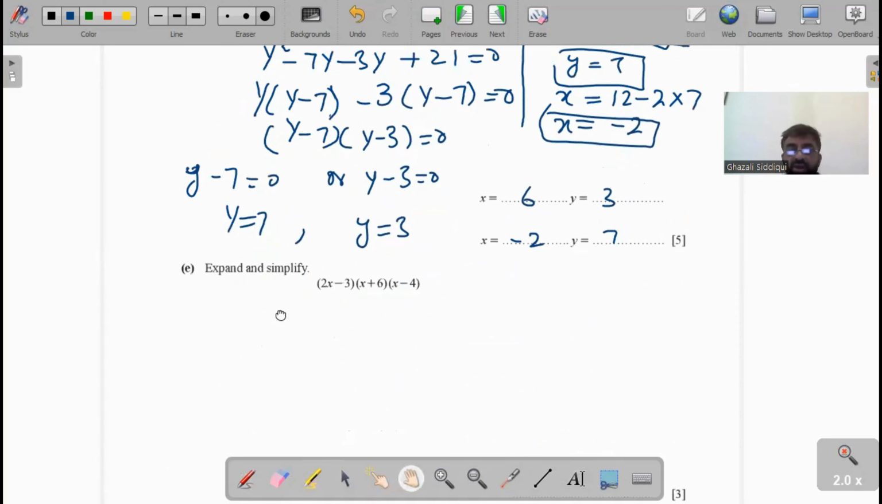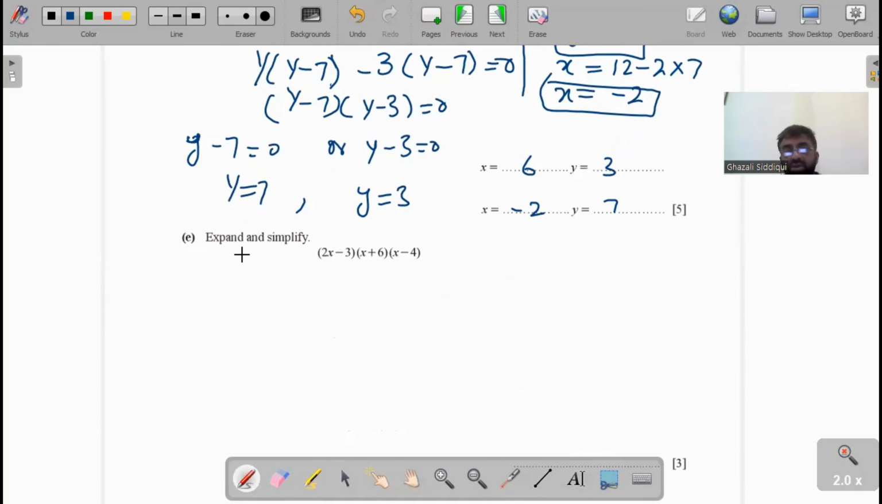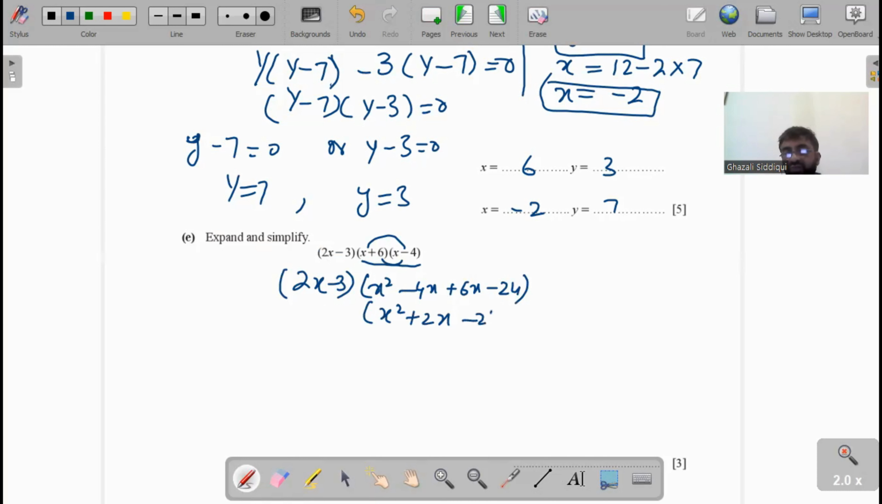Okay. Now the E part: expand and simplify (2x minus 3)(x plus 6)(x minus 4). Firstly, we multiply these two expressions, and 2x minus 3 is written as it is. Now multiply: x into x squared, minus 4 times x, plus 6x, minus 6 into 4, minus 24. Now we get x squared plus 2x minus 24, and 2x minus 3 is written as it is.